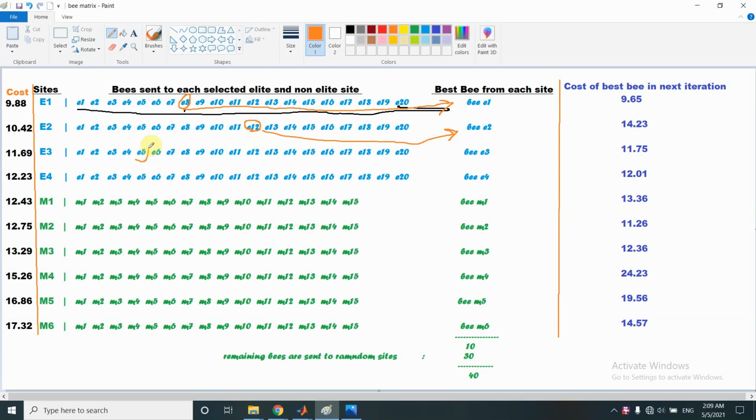Similarly, let's say E5 has got the best cost of all the bees sent to site E3. So this would be the best bee for site E3 and so on. Similarly, let's say for site M1, M7 has got the best cost among these 15 bees.